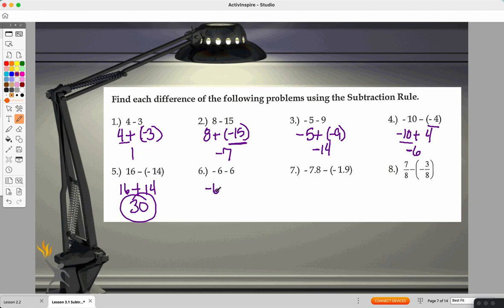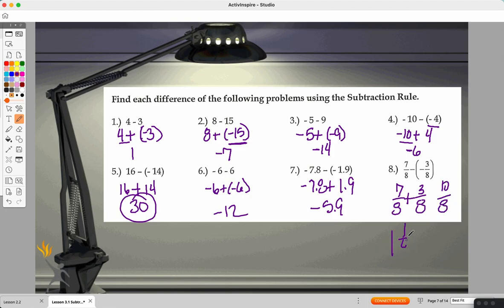Now that you've had a chance to do it, you get negative 12, negative 7.8 plus 1.9. You end up getting negative 5.9. And again, same here. We keep that negative up there. 7 eighths plus 3 eighths gives you 10 eighths, which would simplify to 1 1/4.